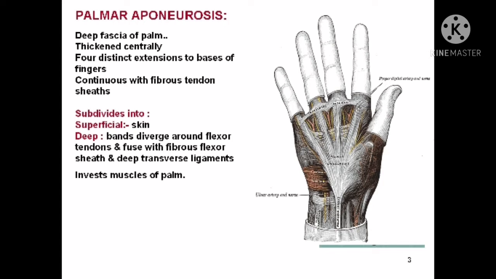The palmar aponeurosis is superficially attached to the skin by means of the retinacula cutis, and deeply it sends septa or bands. They diverge around the flexor tendons and fuse with the fibrous flexor sheaths and the deep transverse ligaments. The palmar aponeurosis invests the palm muscles, which are the intrinsic muscles of the hand.